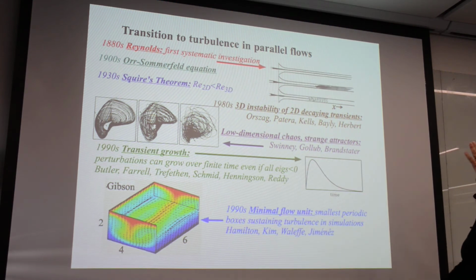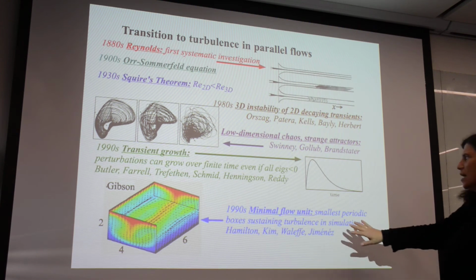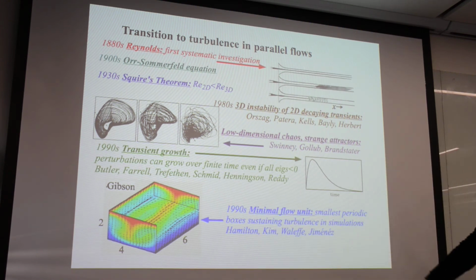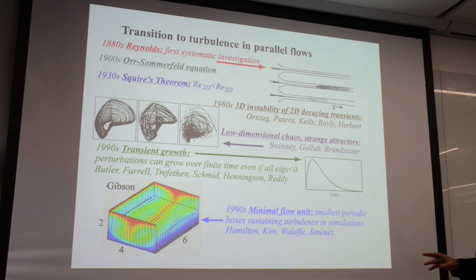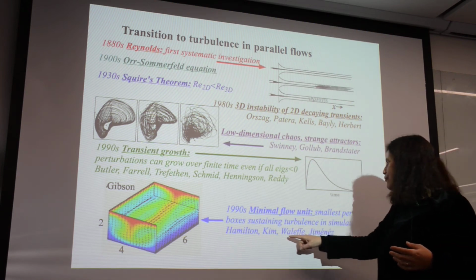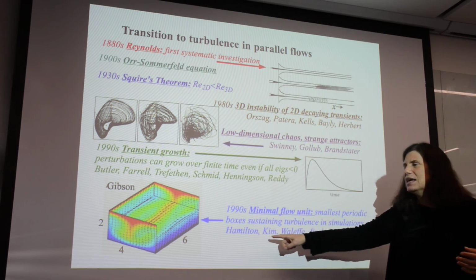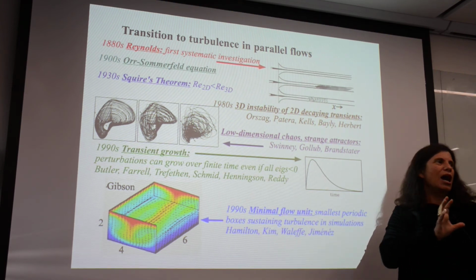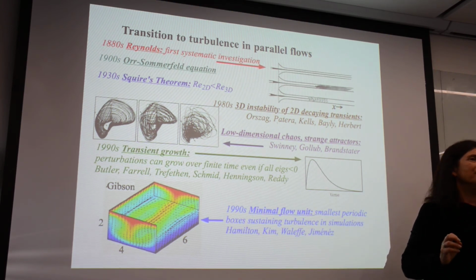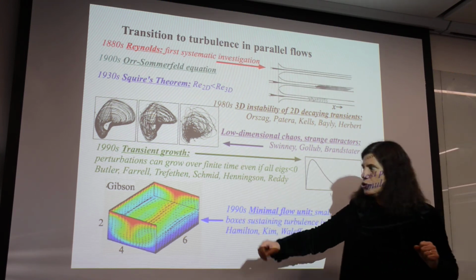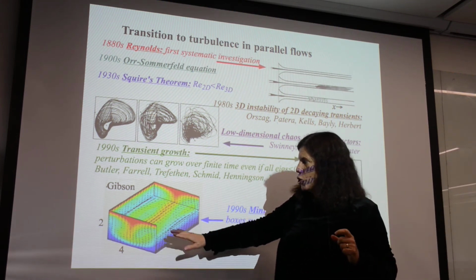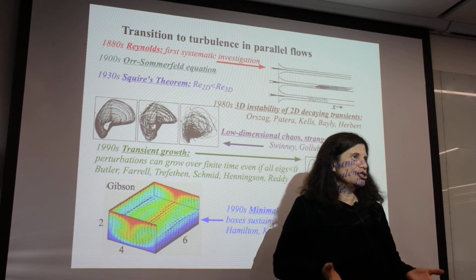Okay. In the 1990s was pioneered the idea of turbulence in a minimal unit. This was started by Kim and Waleffe and Hamilton and Jimenez and Moin. They tried to see how small a box you could maintain turbulence in. And this is plane Couette flow. And how could you really have turbulence in such a small box?